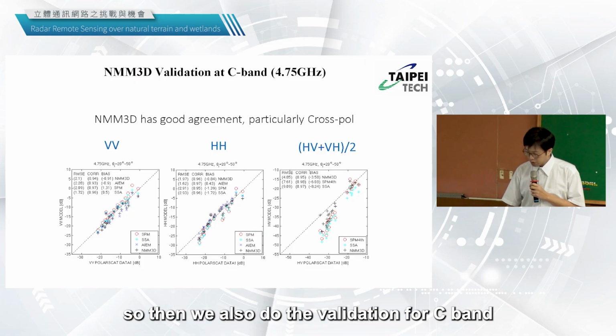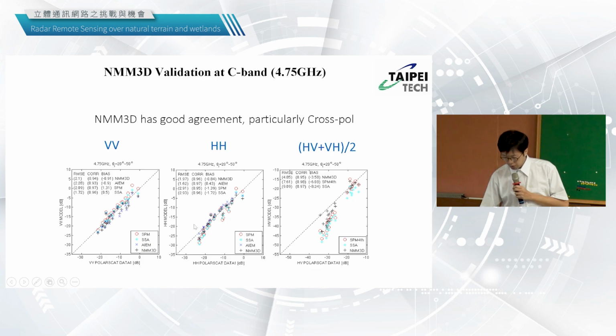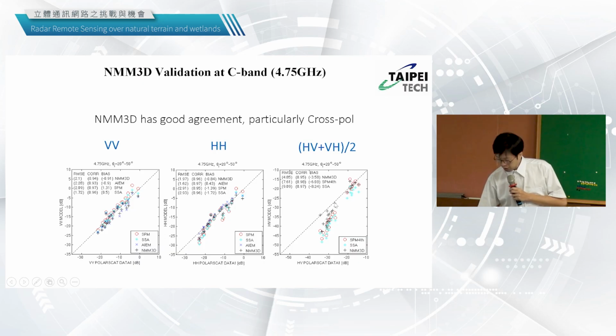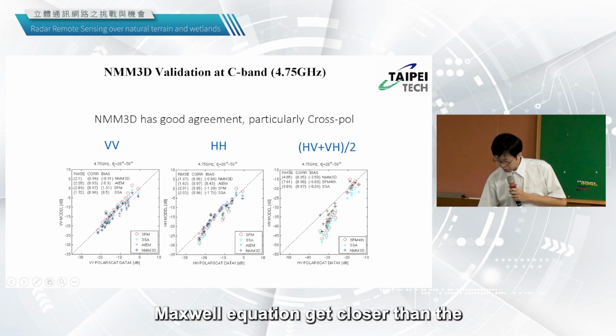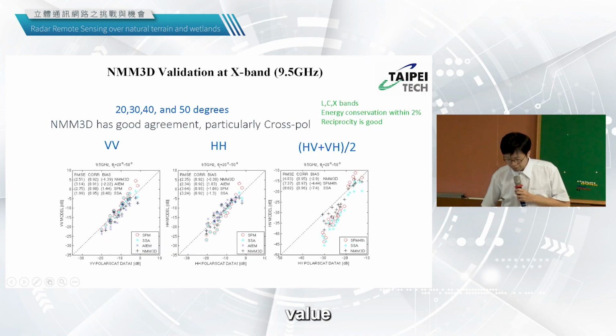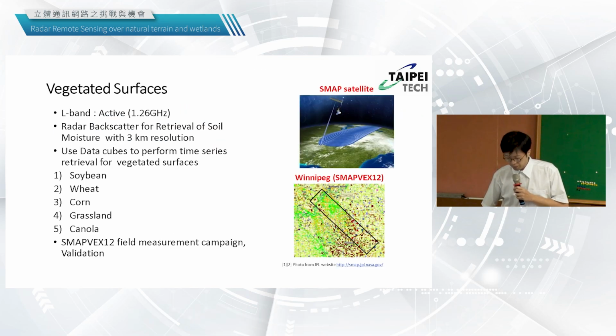Then we also did the validation for C-band. You can see here the copole follows pretty well. And for the cross pole, the Maxwell equation gets closer than the analytical method, which underestimates the value a little bit. And also the X-band. So we verified these three bands, L, C, and X, for multiple angles.